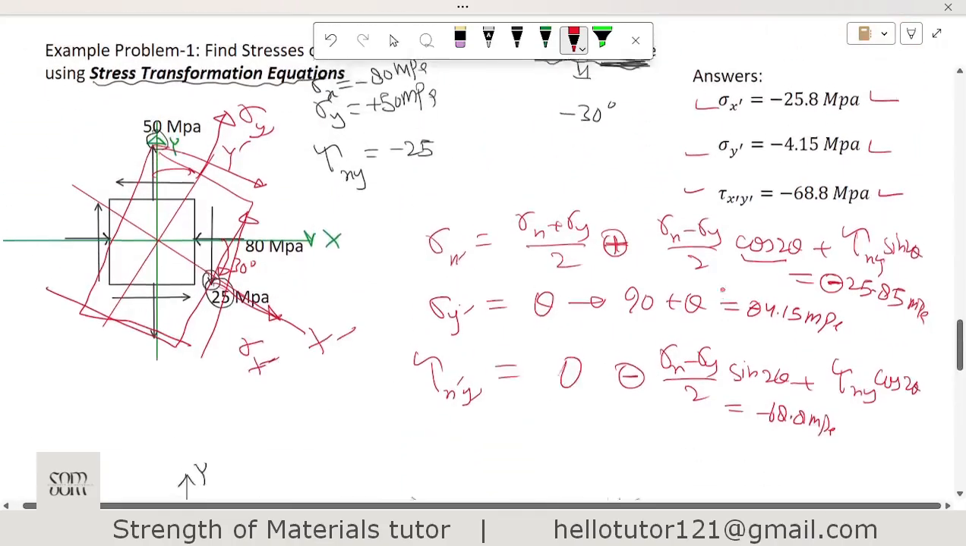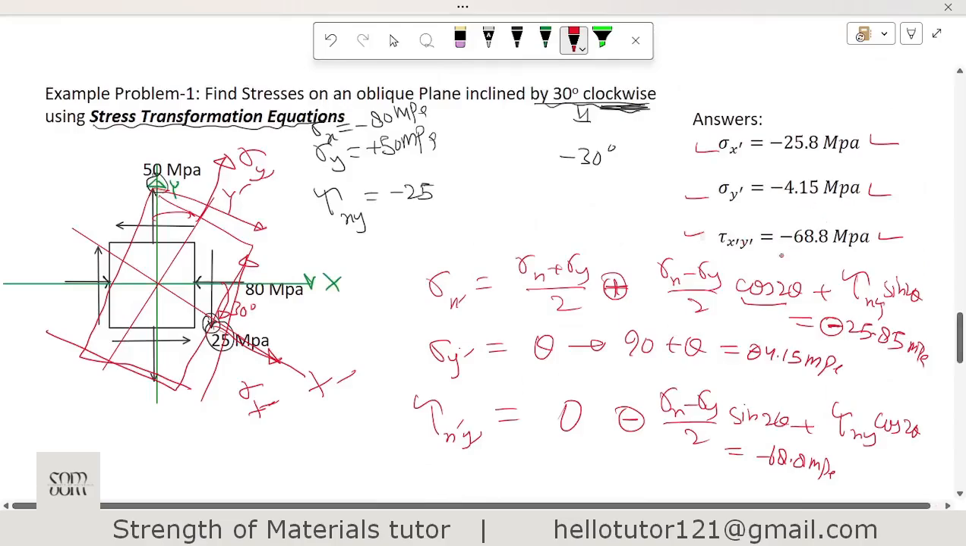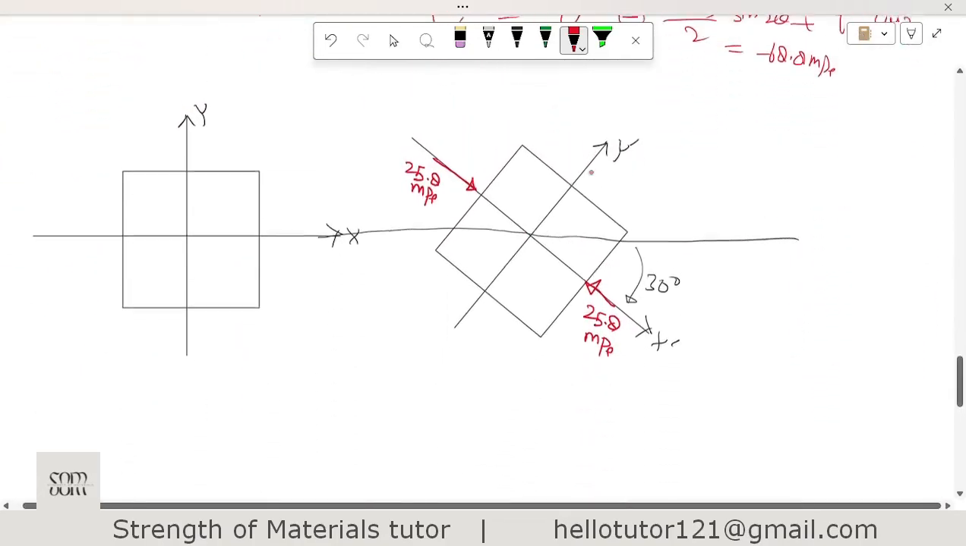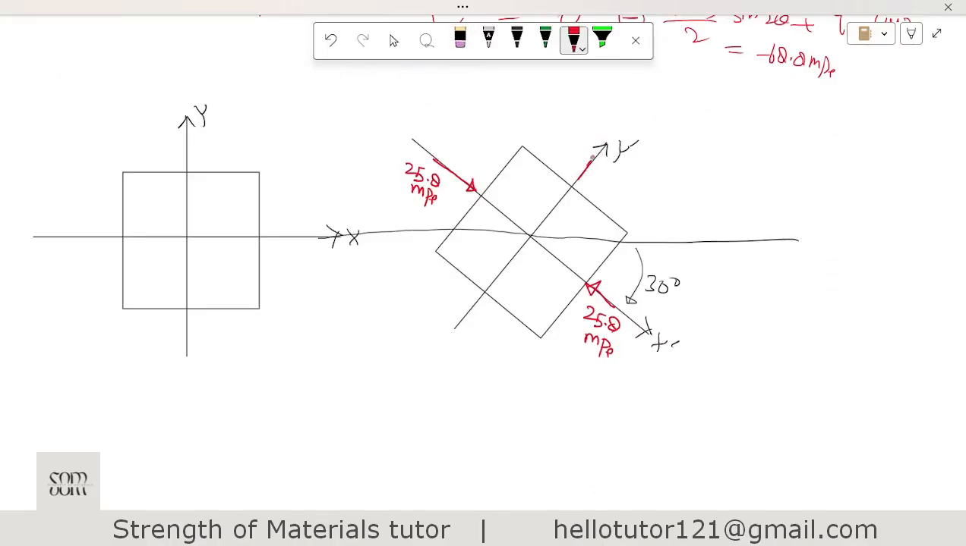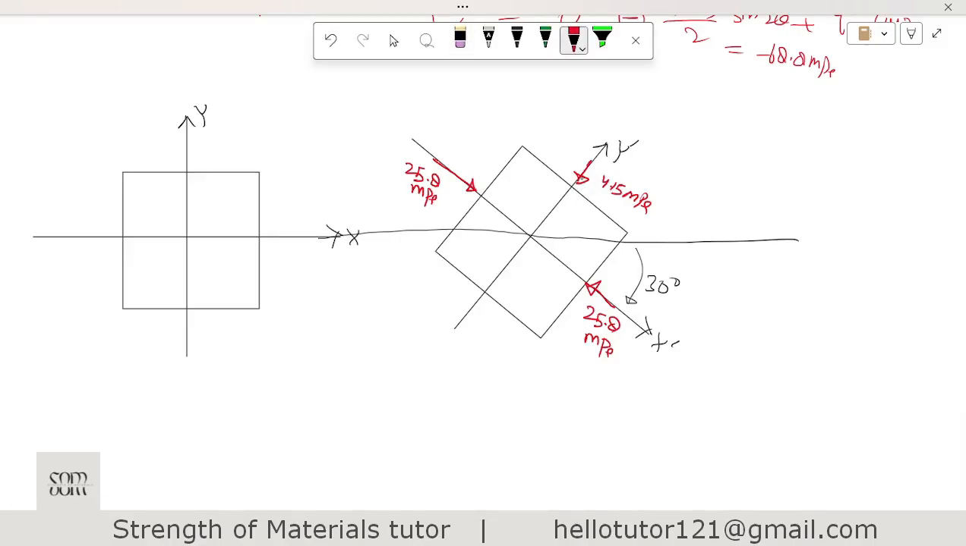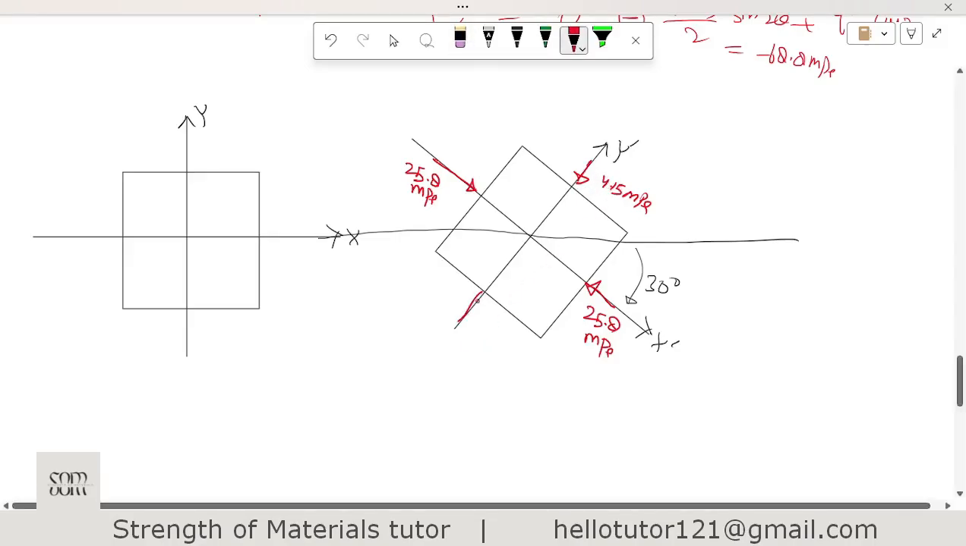Now let us talk about sigma y prime. Minus 4.15, again negative means opposite, right? So for y prime, if I draw the same arrow, it is going to be positive, but we have negative. Negative means opposite. How much is it? 4.15 megapascal. You don't have to write the negative again because you already show it with the help of the arrow. Here is the complementary, which is the opposite.